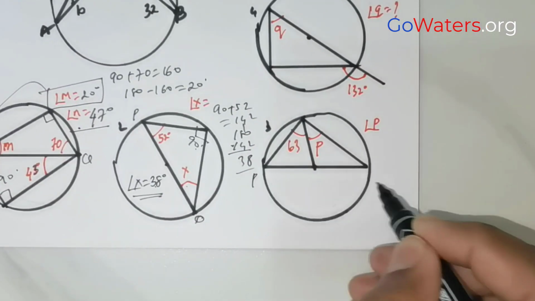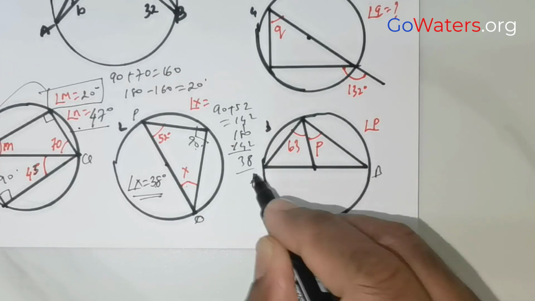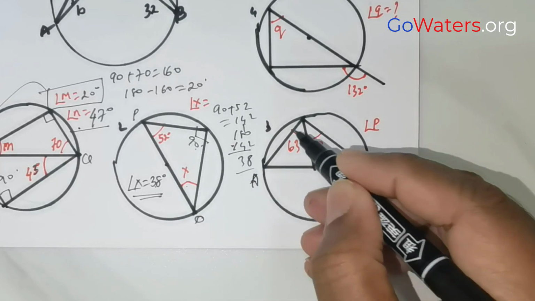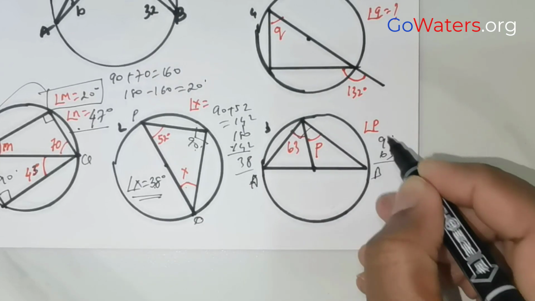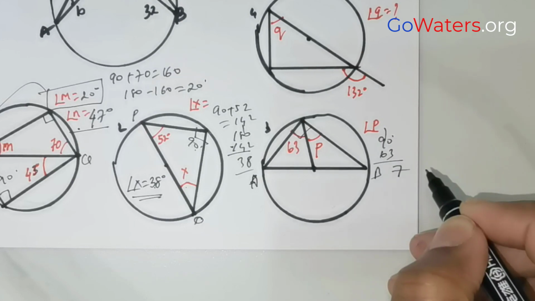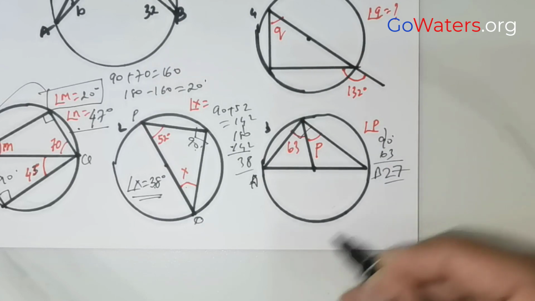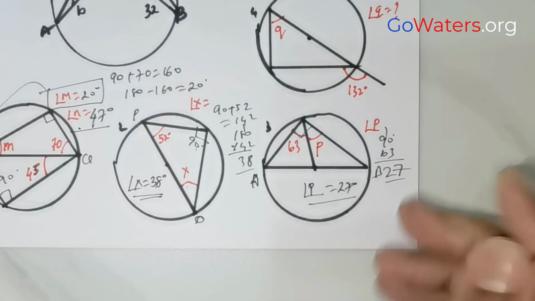Now if this is P, say for example, I can't take P, P is already here. This is A, this is B. AB is the diameter. For sure this should be 90 degrees, right? So from 90 degrees you take away 63 degrees, this should be 27. So angle P is 27 degrees.